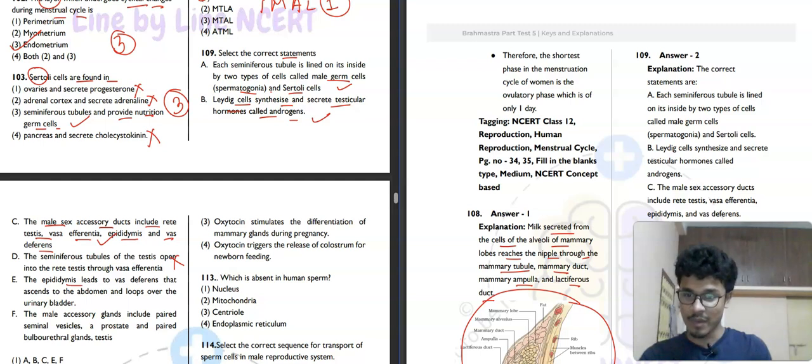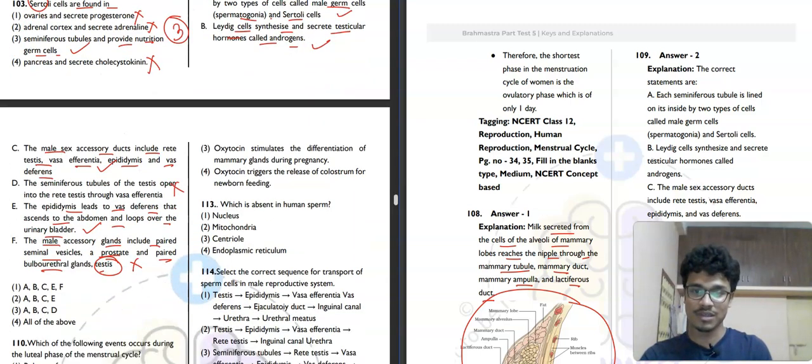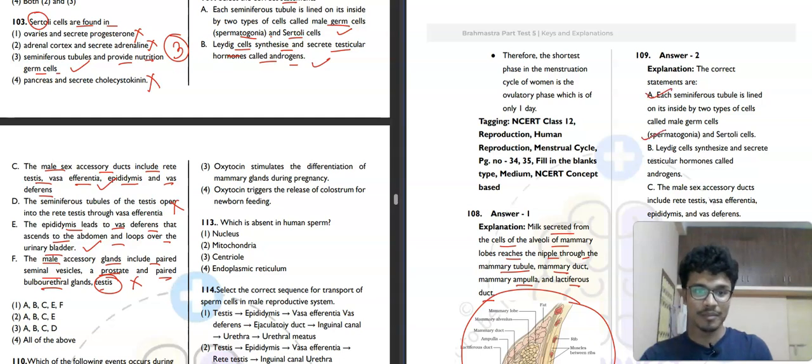Now, the epididymis leads to vas deferens that ascends to the abdomen and loops over the urinary bladder. Absolutely correct statement. Then the male accessory glands include paired seminal vesicles, a prostate, paired bulbourethral glands and testis. Testis is not a male accessory gland. That's why this statement is incorrect. So the correct statements are A, B, C and E. So A, B, C, E, that's why the second option will be your correct answer for this question.